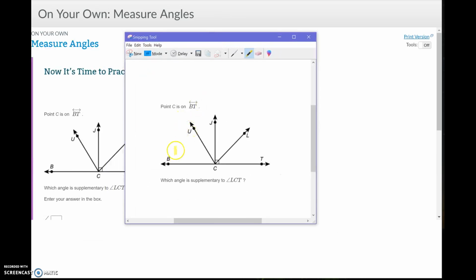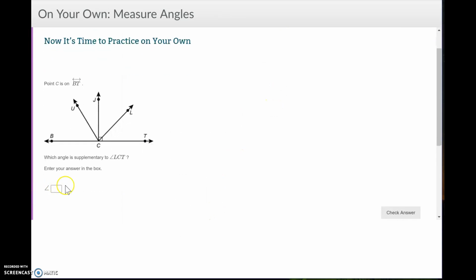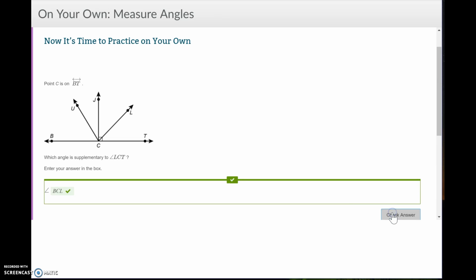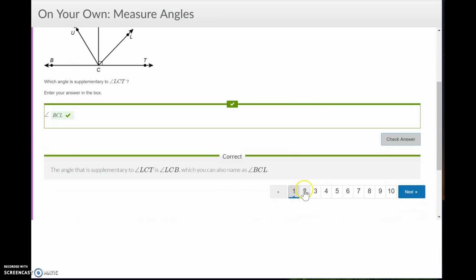Alright, so we have point C is on BT, which angle is supplementary to LCT, so that's this angle here. Supplementary means adds up to 180 degrees. That's also a straight line. So the angle that is supplementary is this BCL. So that's what we're going to put in. Already has the angle for us. BCL. Let's see if we're correct. Excellent. Tells us our explanation.